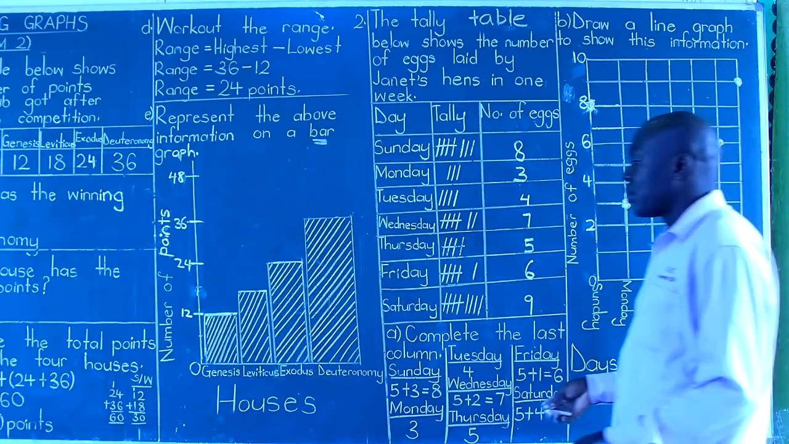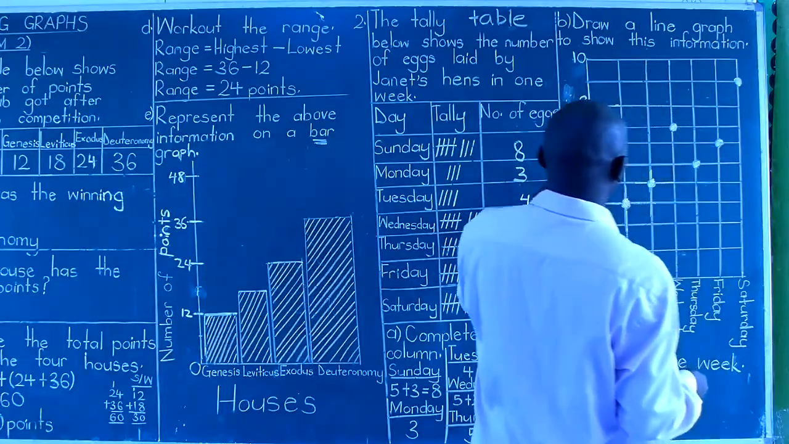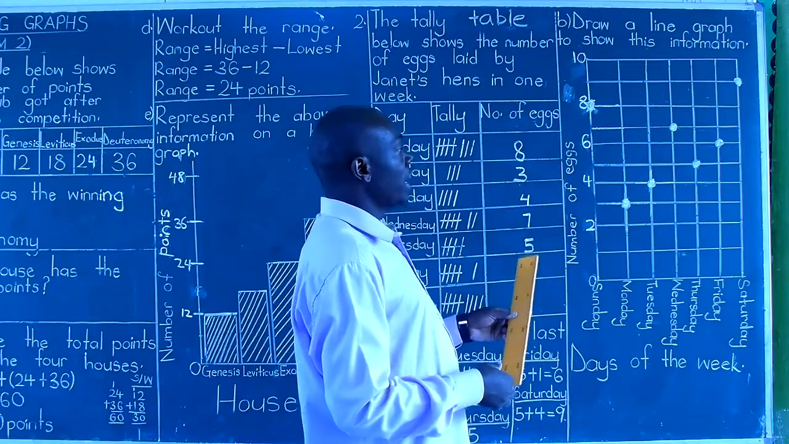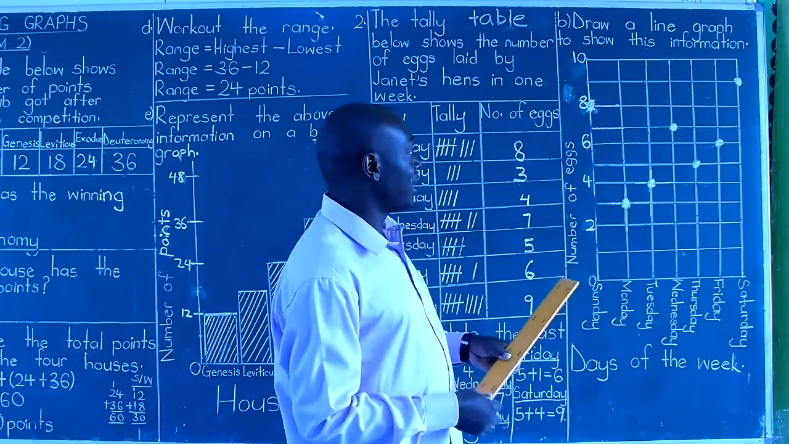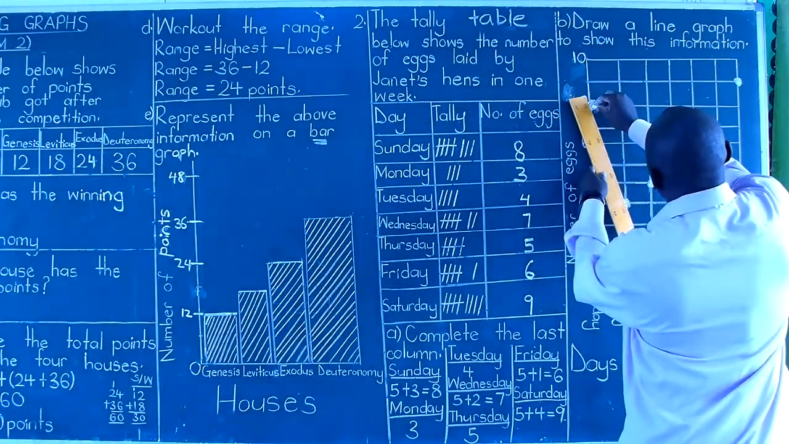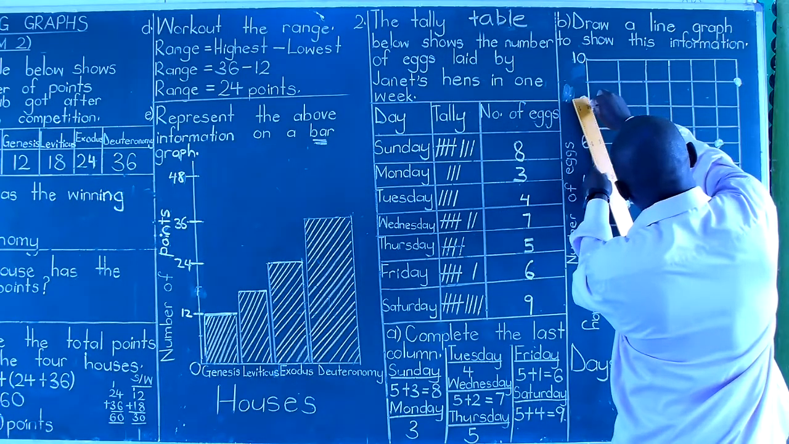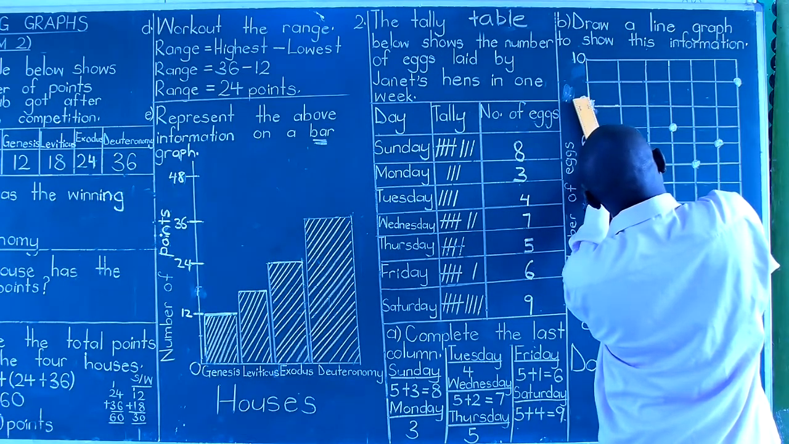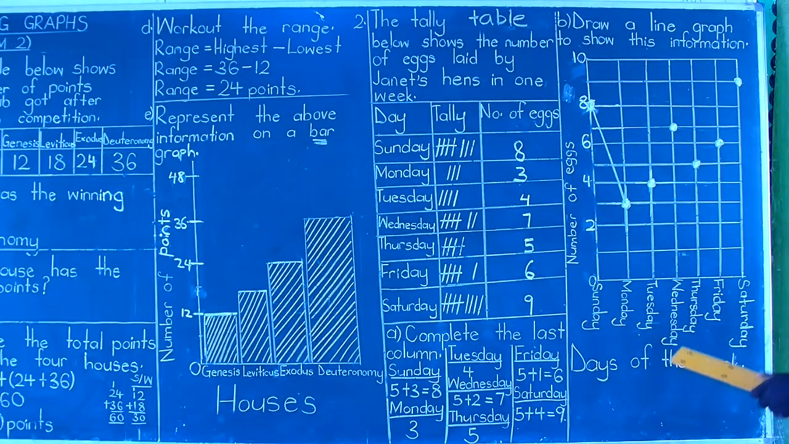So you are going to draw a graph. Get a ruler and connect to draw. What we are connecting shows the decline, the increase, and whatever. Like we're going to connect now. There were 8 on Sunday, and now on Monday they dropped. So this is what's called a graph. A line graph is being drawn now. That one shows the drop in the laying of eggs.